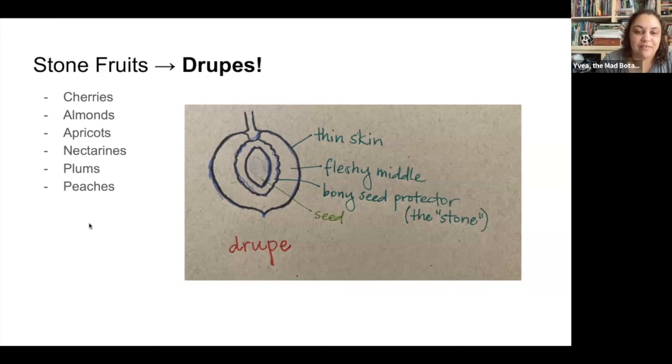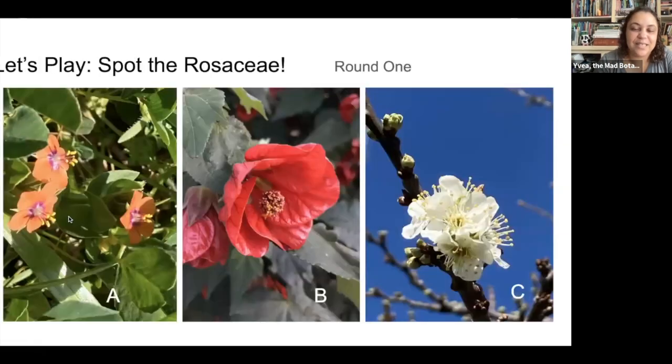And then after that, if people have time, I can also do a quick fruit demonstration where I'll cut up some fruits and we'll look on the insides so we can see all of this a bit more in practice. All right, here we go. Let's play Spot the Rosaceae, round 1. And then did the poll launch or not yet? Okay, that's okay. Sometimes, there we go. Thank you, Jasmine.